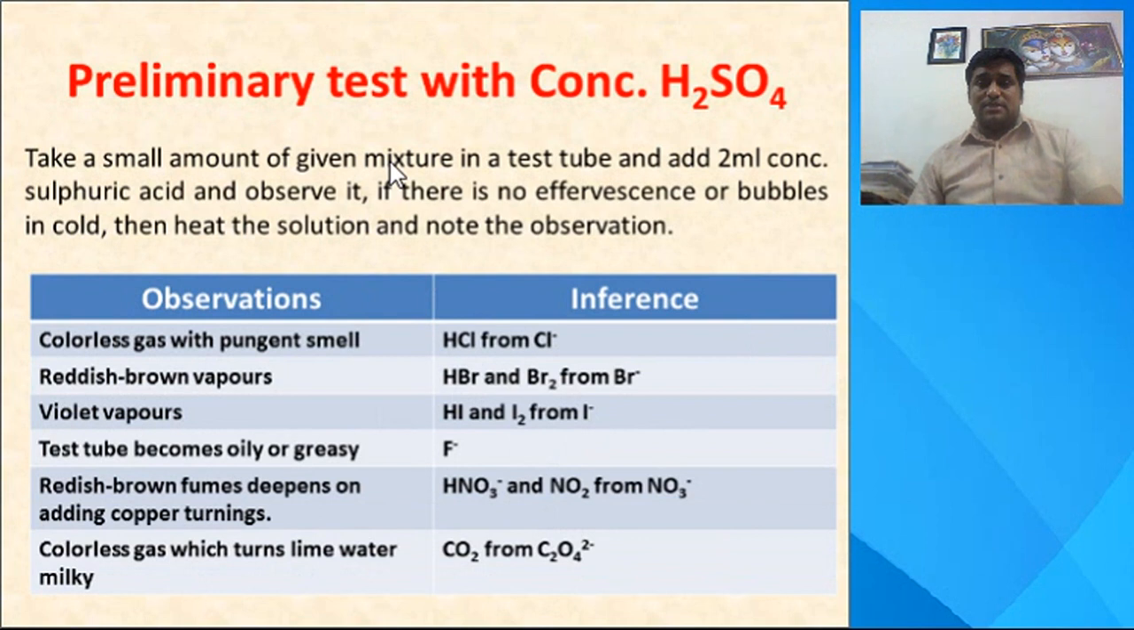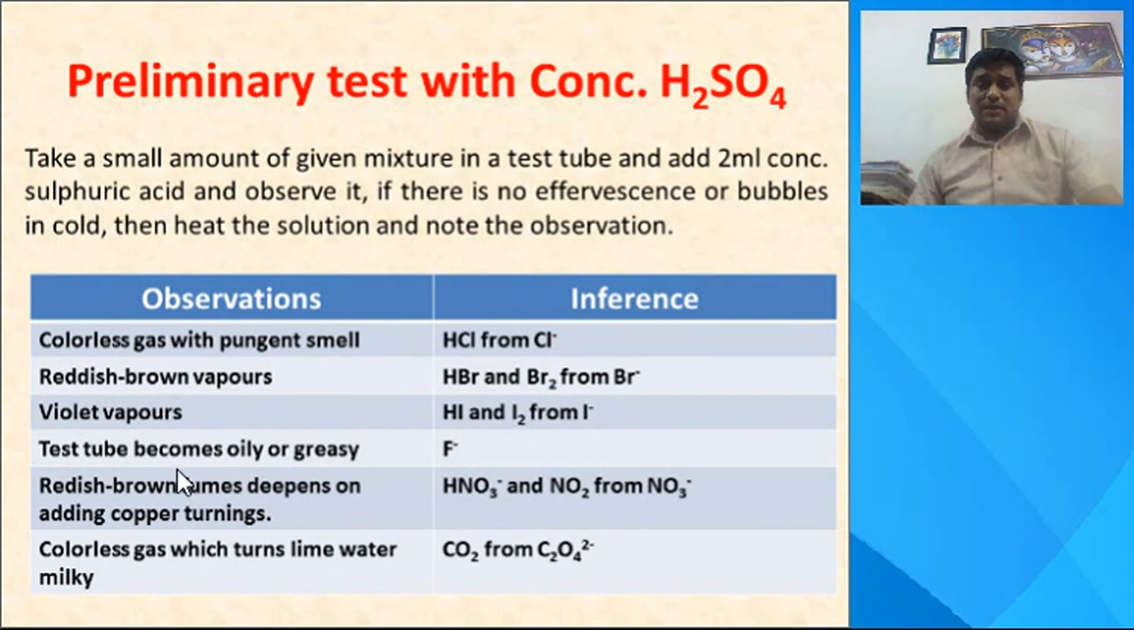Another way to classify anions is by treating the given mixture with concentrated sulfuric acid. What we do here? Same thing. You take a small amount of mixture and treat it with concentrated sulfuric acid and observe the changes. What is happening? If colorless gas with pungent smell is coming out, then it could be due to HCl released from chloride as one of the anions present in the mixture. If reddish brown vapors are coming, then it could be due to HBr or bromine from bromide radical present in the given mixture. If violet vapor is coming, then it could be due to HI and iodine from iodide present in the given mixture. These are all the possibilities. These indications are there to help you to draw inferences. These are the possible radicals that may be there in the given mixture.